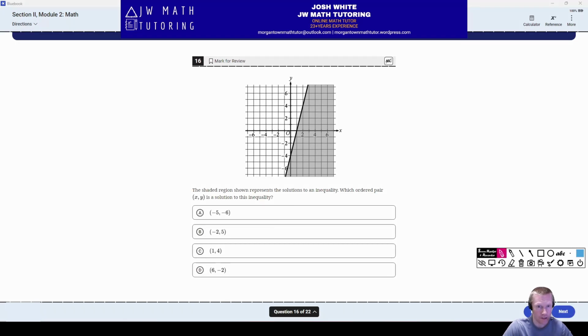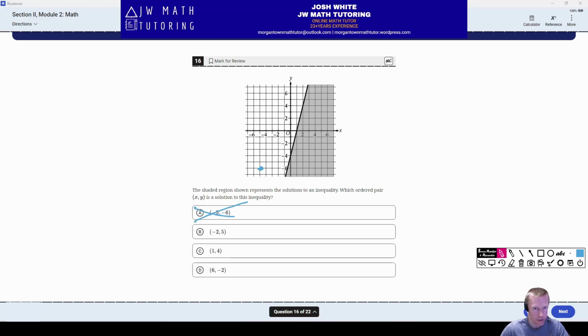Let's look at number 16 next now. We have a linear inequality in two variables. It's graphed. There's shading, obviously. Which point is the solution to this? So you should be able to just look at the graph and see which of these is in the shaded region. So (-5, -6), right here.